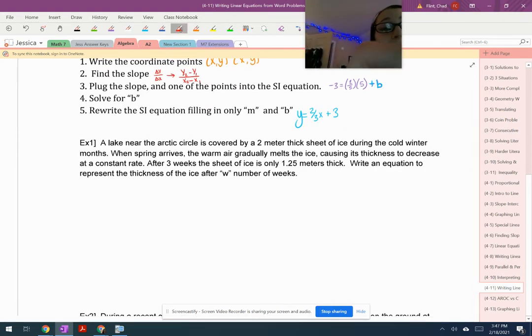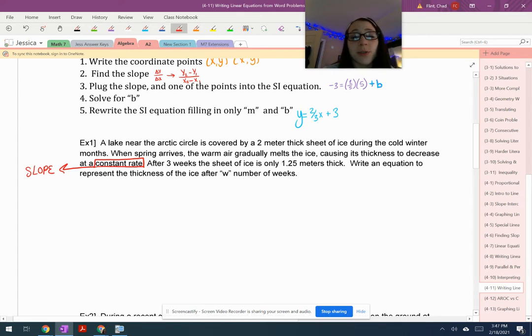Key word: constant rate tells me I'm dealing with a slope. That is a constant, right? Rate, right? A constant rate of change is what slope is. After 3 weeks, the sheet of ice is only 1.25 meters thick.